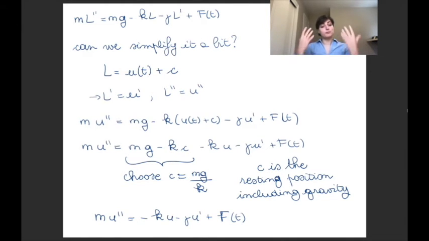What are we thinking about? What is c in this situation? Well, we introduced L as being the resting position of the spring without the weight. But if you add a weight, then you're just resetting the resting position to another place that includes gravity. And this is what c is: the stretching of the spring due to gravity that would allow you to get to a new stable position.